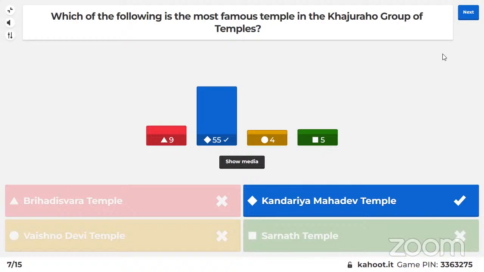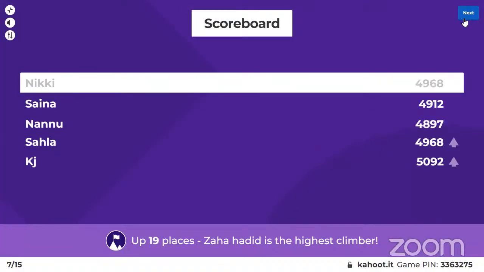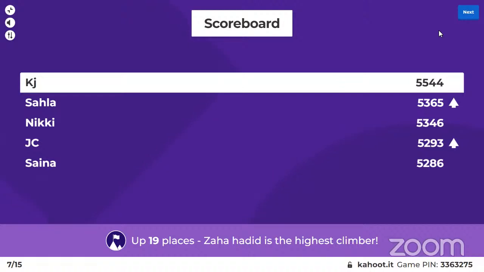Okay, then let's move on to the scorecard. I really think there might be a difference in the scorecard because it was a double bonus point. Let's see. Yes, there is a change in the scoreboard. KJ has come up to the first place with 5,544 points, and Sahala at second position with 5,365 points. Nikki at third place with 5,346 points. JC, I think a new member on the scorecard, with 5,293 points, has come up to the fourth place. Saina at fifth place with 5,286 points.